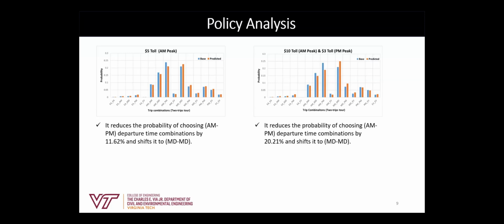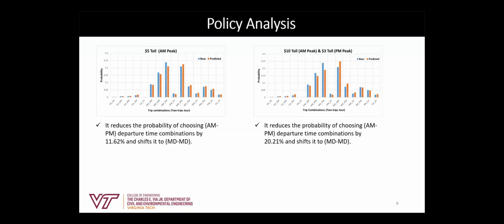We tested a toll cost of $5 in the AM peak period, and we noticed that it reduces the probability of choosing AM PM departure time choice combinations by 11.62%, and the choice combination shifts to midday for two trips.